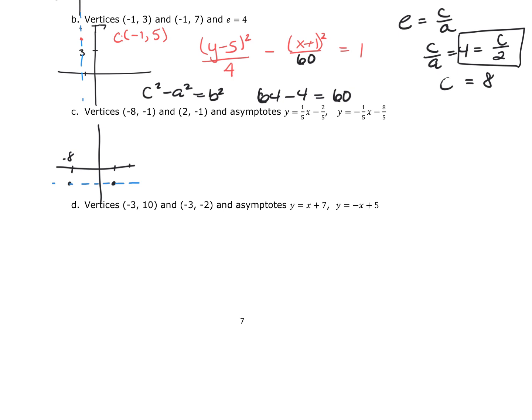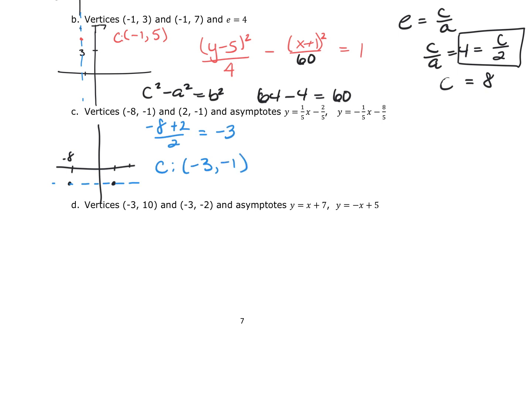Halfway between these is where my center is. So basically, I'm going to take -8 plus 2, divide by 2, and this is going to tell me where my center is located in the x direction. And we know the y direction happens to be -1 because it didn't change. So I get -6 divided by 2, which is -3. So my center is located at (-3, -1).